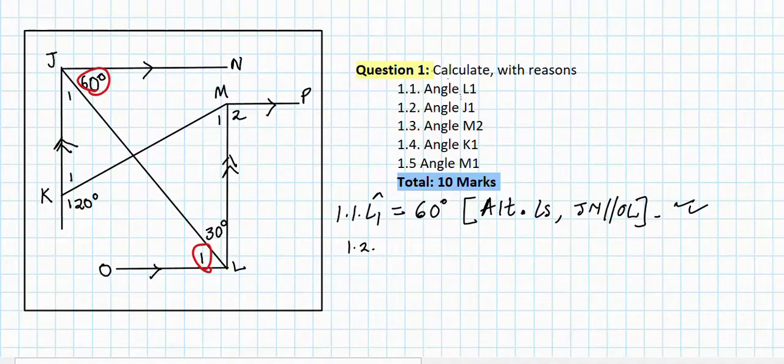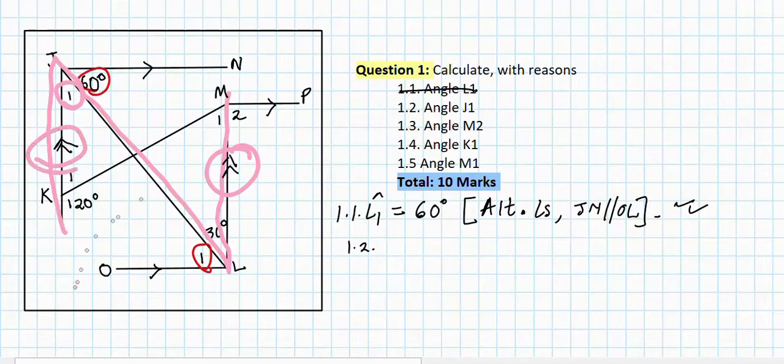So 1.1 done with. Now we need to solve for 1.2. They need us to find J1. So looking at J1, let me use a different color, let's use pink this time. Here is J1. I also see that this J1 forms a Z formation. Here is that Z formation right there, and this line is parallel to that line. So as long as I see a Z formation and I see parallel lines, then I have alternating angles on the armpits of the Z formation.